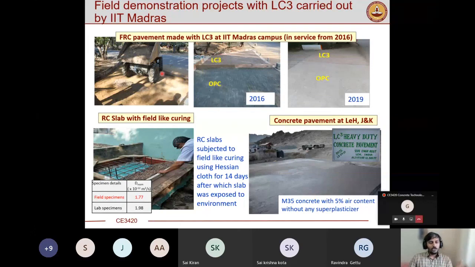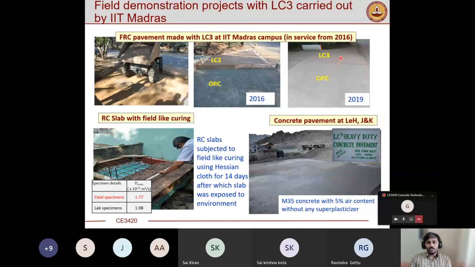So when you get back to campus after the coronavirus situation, most of you will pass through the road in front of the chemical engineering department. So, a new chemical department. We have made a pavement out of LC3. When you ride with your cycle, you should see the color difference. We have a part of the pavement made with OPC and part of the pavement made with LC3. And we have seen this over the period of service. We made it around 2016. Now it's 4 years.